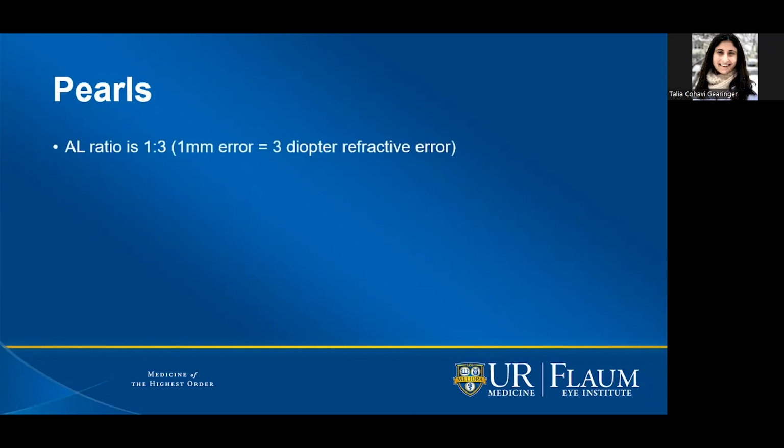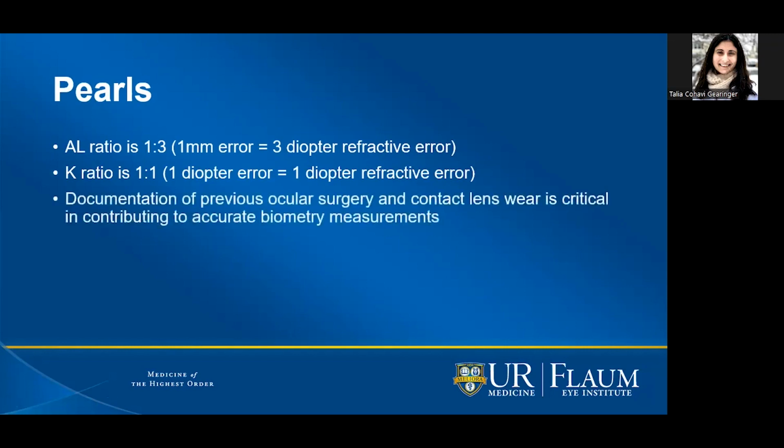So just remember the axial length ratio is 1:3, 1 millimeter error for a 3 diopter refractive surprise. So if you do have a refractive surprise, you can go back and look at your measurements and see if there's anything that doesn't look right or is standing out. Our K ratio is 1:1, 1 diopter to 1 diopter. And then, like we've talked about, documentation is really critical. The more we know, the better.